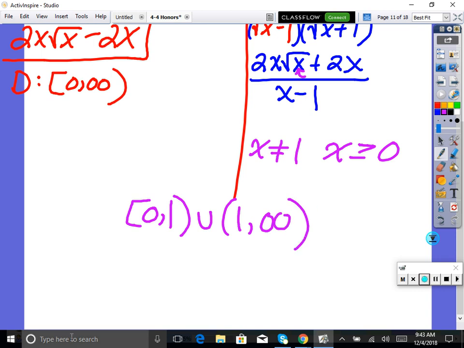0 is okay, up to 1, 1's not, so we jump over the 1, and then we head on over the rest of the way. Does that make sense, everybody? Okay.